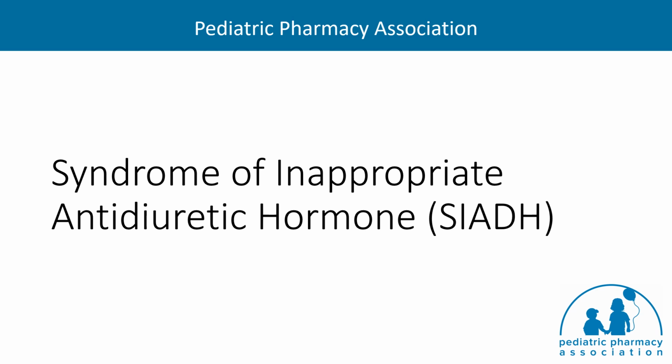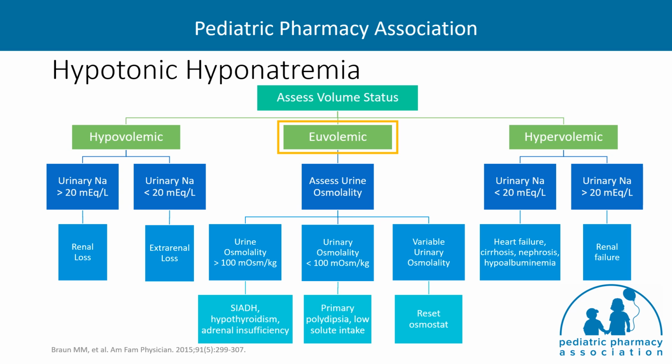Now let's shift gears to talk about syndrome of inappropriate antidiuretic hormone, or SIADH. If you think back to this table that we discussed towards the beginning of the presentation, we'll now review patients that have euvolemic hypotonic hyponatremia. We will assess the urine osmolality, and if the patient has an elevated urine osmolality of greater than 100 milliosmoles per kilo, we could consider the diagnosis of SIADH.